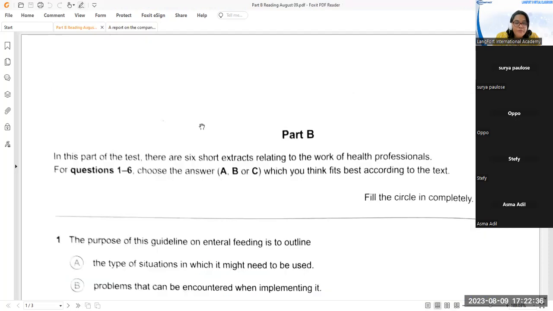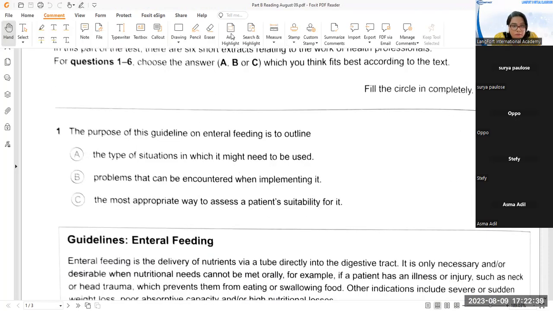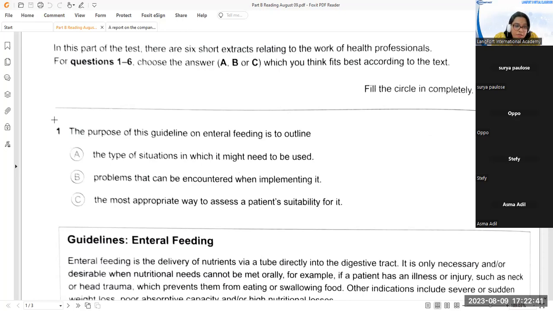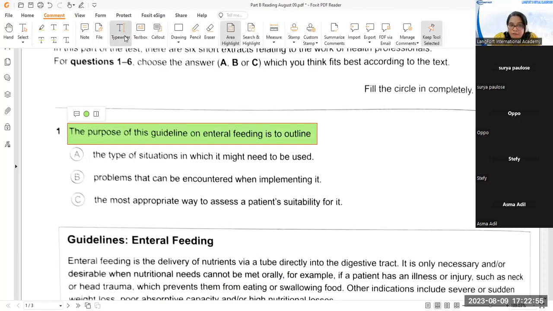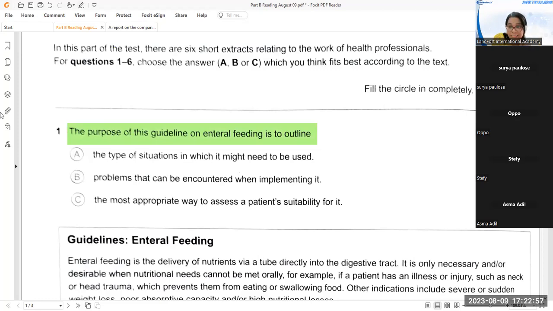Here we go. Right. So Surya, can you unmute yourself and read the first question for me, please? Yes, ma'am. The purpose of this guideline on enteral feeding is to outline. So I want all of you to read the question. Tell me, what do we need to find out? So take a second, pause, read and understand the meaning. The purpose of this guideline. So we know we are going to read a guideline on enteral feeding. Is to outline. So what do we need to figure out here?